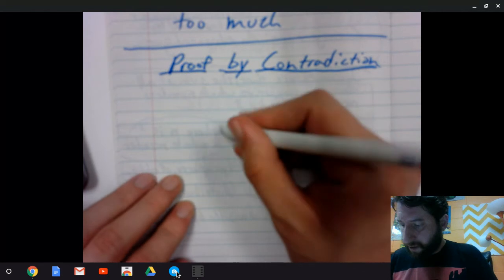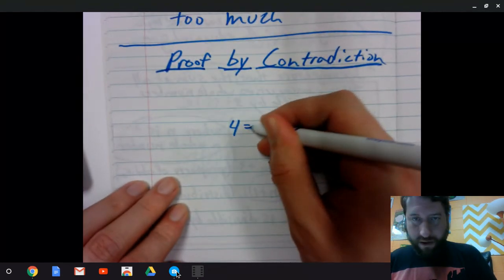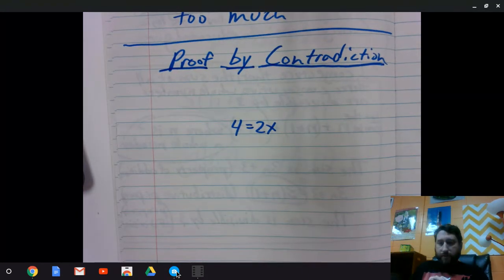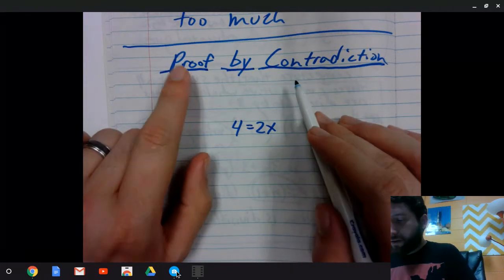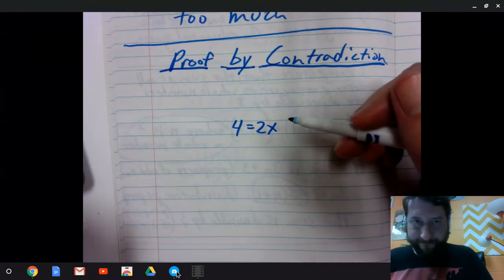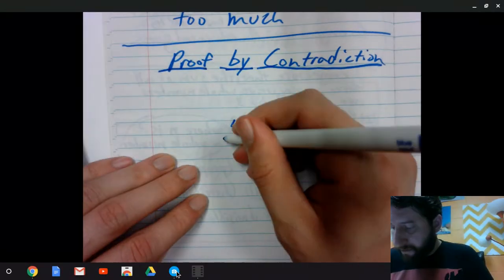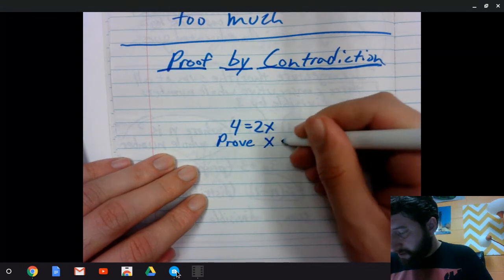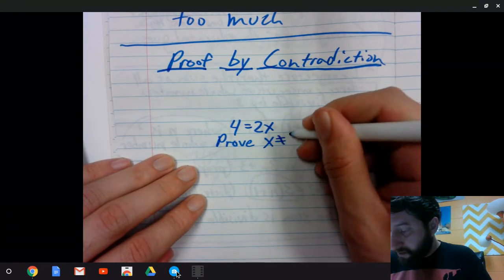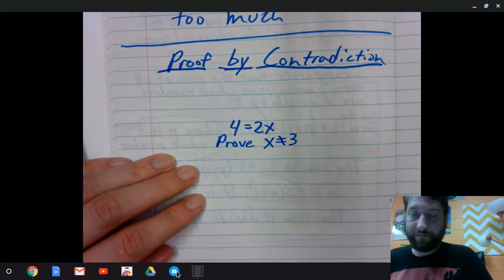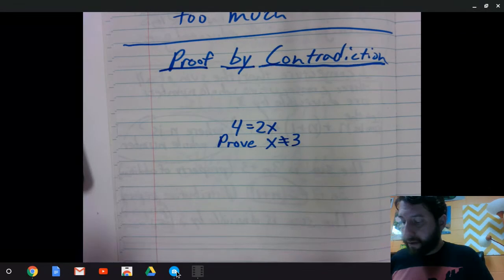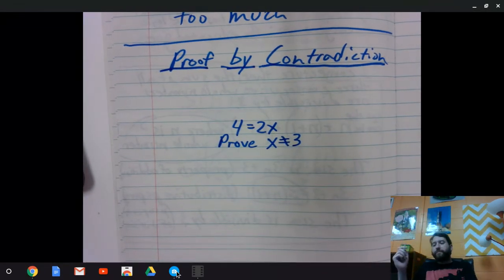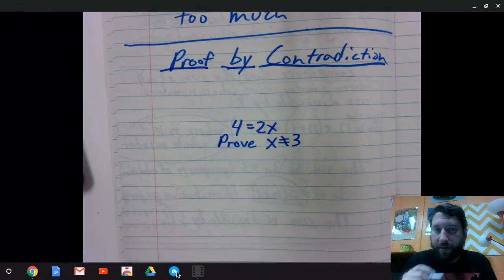So suppose I have something like 4 equals 2x. All right, so 4 equals 2x. Proof by contradiction. So suppose I want to prove that x does not equal 3. Prove that x does not equal 3. So on a proof by contradiction, you would actually do the opposite.